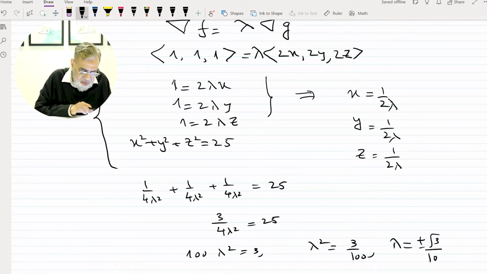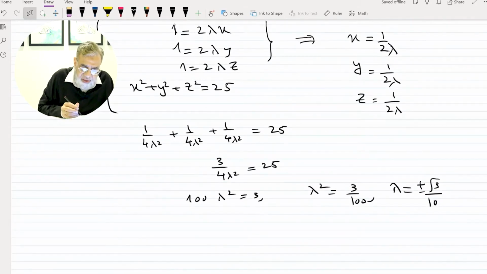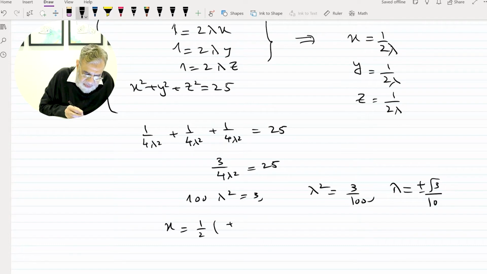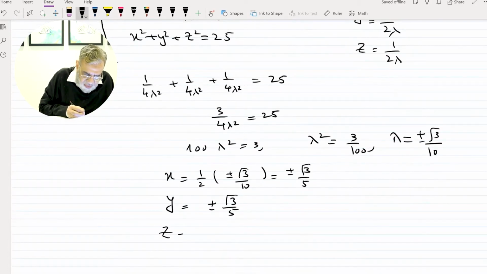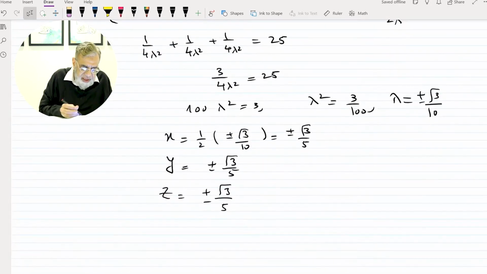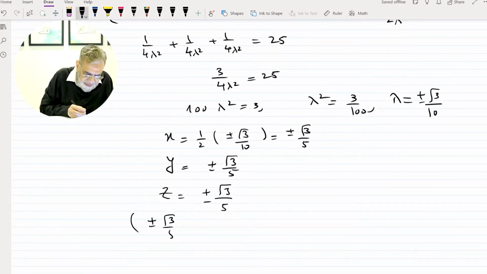Now I substitute the values for x, y, and z. My x is equal to 1 over 2 lambda, which is plus or minus root of 3 over 5. Similarly, y is equal to plus or minus root of 3 over 5, and z is equal to plus or minus root of 3 over 5. So the points are plus or minus root of 3 over 5, plus or minus root of 3 over 5, plus or minus root of 3 over 5.